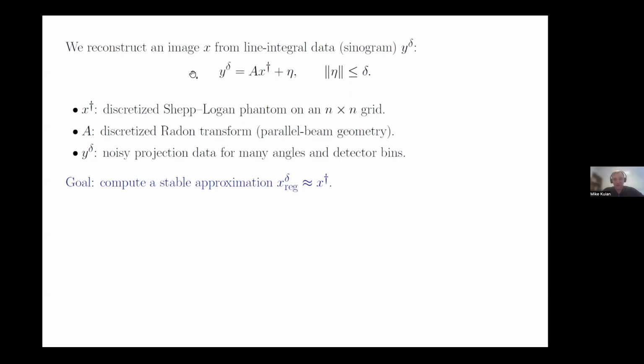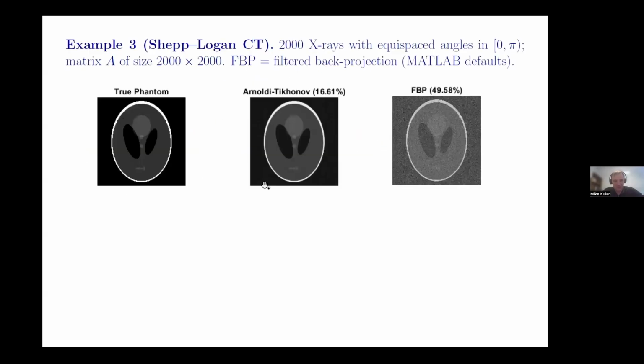Mathematically, it can be written as this problem. X dagger is the discretized Shepp-Logan phantom, the image we want to restore. A is the discretized Radon transform operator. Y delta is the noisy projection data for many angles and detectors. So we want to find an approximation, to restore this image.